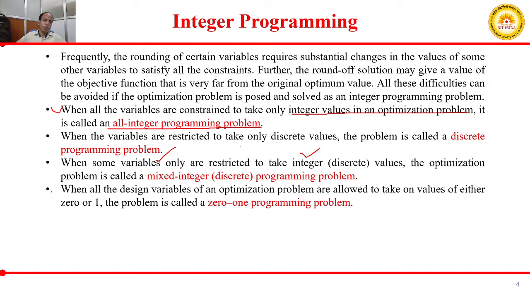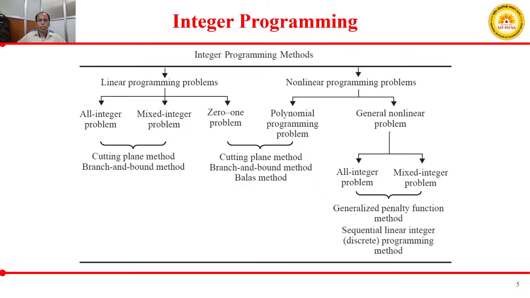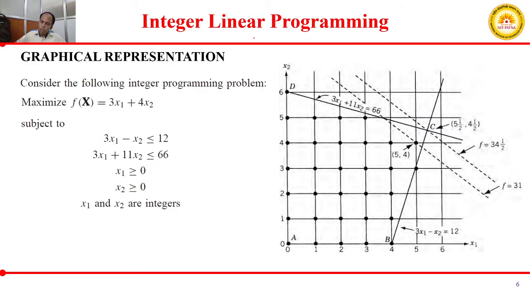Then there may be a fourth kind of problem where your design variables are allowed to take on values either 0 or 1. So either the value may be 0 or the value may be 1. These kind of problems are called 0-1 programming problems. This is a short introduction about integer programming problems. These are the different methods, we will come to this slide at a later stage. Now we will try to understand the integer programming problem graphically.